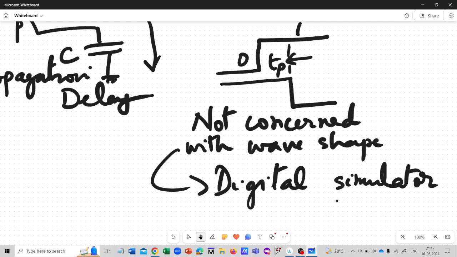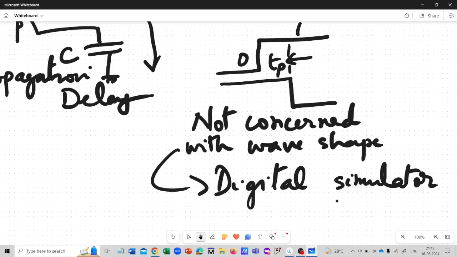Basically, the digital simulators compute the output based on the logical relationships between the input and the output. They are not concerned with the wave shape. That means you cannot see the capacitive charging or discharging effects when you are simulating these circuits using the digital simulators, because their purpose is primarily to verify the logical functionality of the circuit, the functional correctness of the circuit, and also the behavior of the circuit when you include timing information.